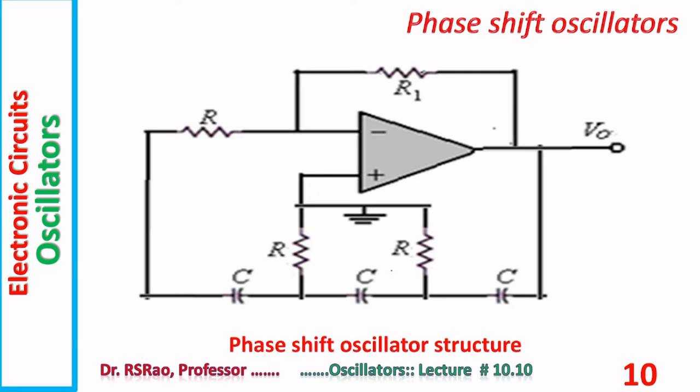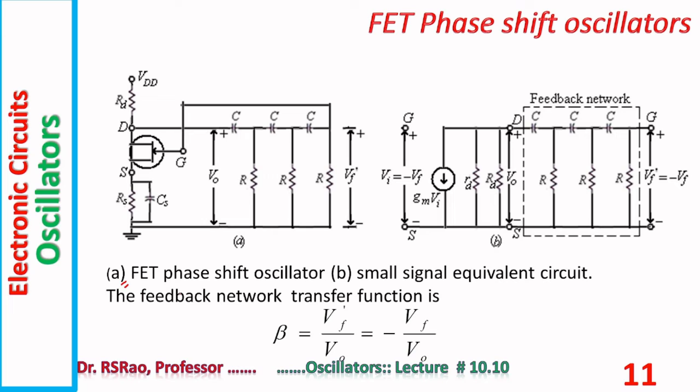This is the basic structure. This is amplifier. R, three resistors are there. C, three capacitors are there. This is ladder network. Here you can see basic structure of phase shift oscillators. In this slide, in A, FET phase shift oscillator is shown. Small signal equivalent circuit is shown in B. Here one point requires to be mentioned and understood.